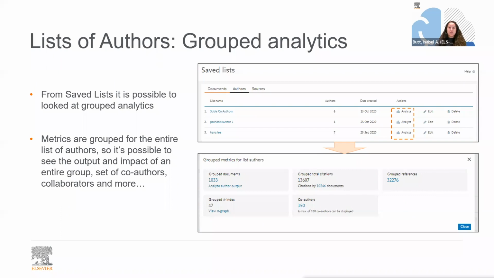Then, once you've made your list, you can actually have a look at grouped analytics. And this is a really cool element that we find users don't often make as much use of as they could. So you've found some authors, you've set up some alerts, then you've made some lists of the authors, and now you want to have a look at how they perform as a group. You can look at grouped analytics that group together metrics for the entire list of authors. So then you can have a look at the output or the impact of an entire group of authors and their co-authors. So this can be quite a cool thing to do, to analyze a group of authors that you've had that work in a particular area.